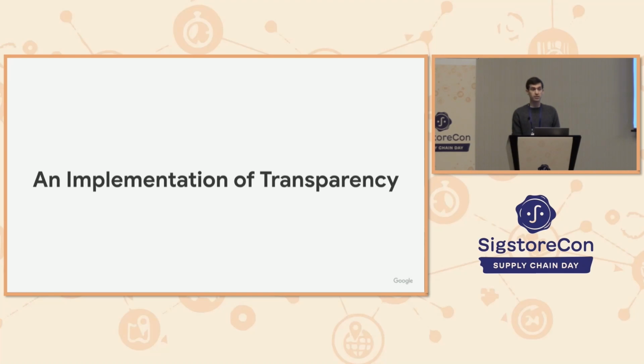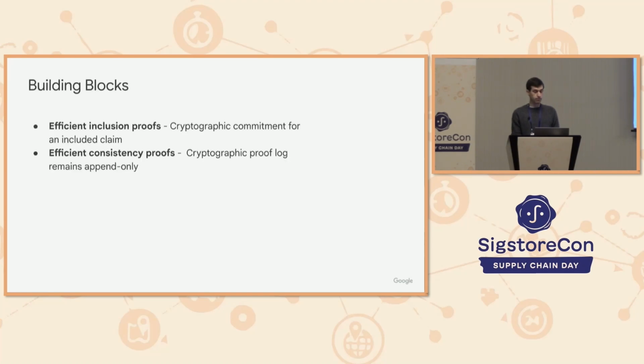So let's talk about how we might build a transparency log. There's a few building blocks that we need. The first is that we need ways to efficiently compute inclusion proofs. These are cryptographic commitments that something's actually in the log. Without these inclusion proofs, there's no way for a believer to actually know that something was publicly available in the log so that a verifier can verify the truthfulness of that claim. We also need a way to compute consistency proofs. This is a way to prove that the log remains append only. If we didn't have consistency proofs, then the log might be able to tamper with or delete entries in the log.